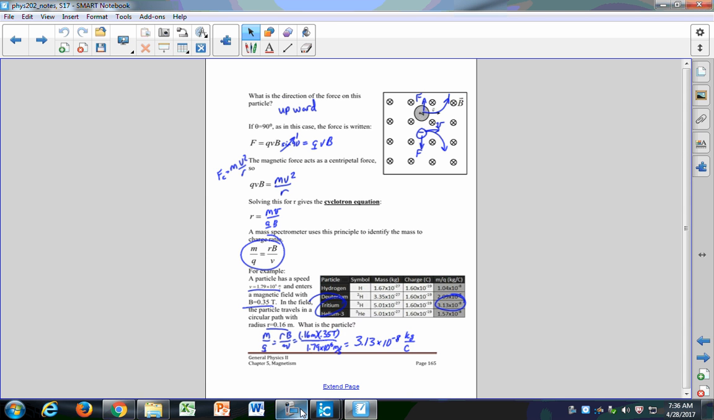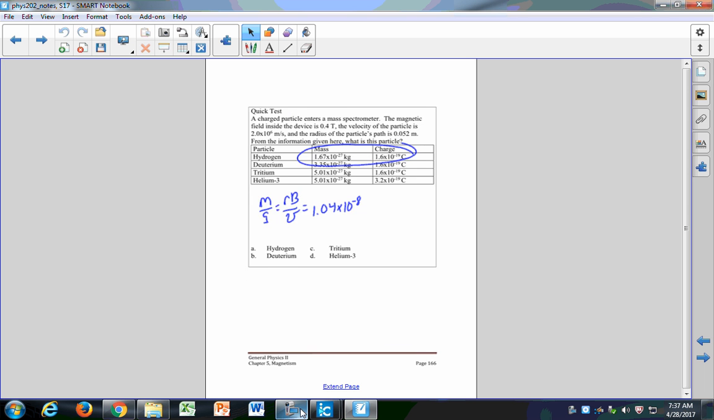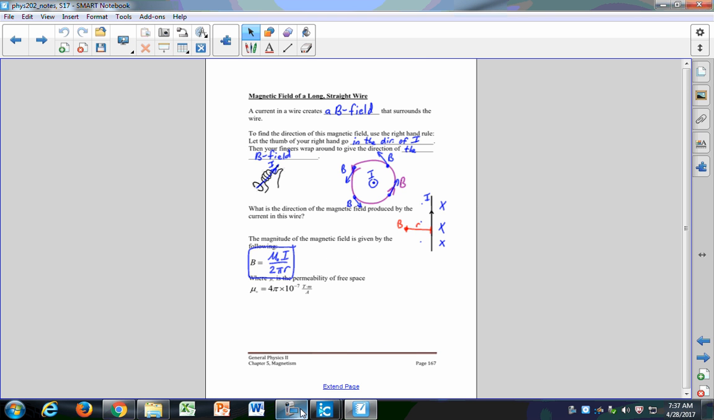So nothing terribly deviant from what we did in class, but I just want you to know how that mass spectrometer works. I might also ask you to describe in words how it works, a sentence or two. So y'all use mass spectrometers, so it's important to know. Magnetic field of a long straight wire, know how to calculate. Be careful on your equation sheet, because we have a couple of different equations that look very similar.